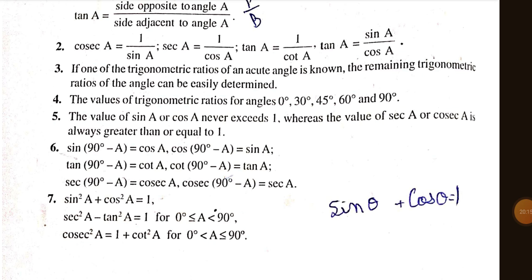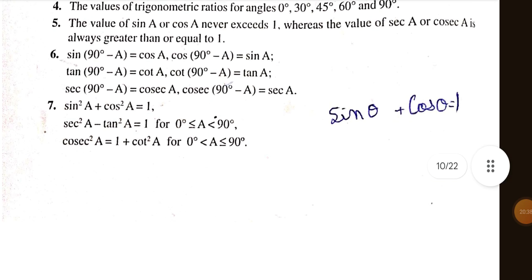7. Sin square A plus cos square A is equal to 1. Sec square A minus tan square A is equal to 1 for 0 degree less than A less than 90 degree. Cosec square A is equal to 1 plus cot square A for 0 degree less than A less than 90 degree.